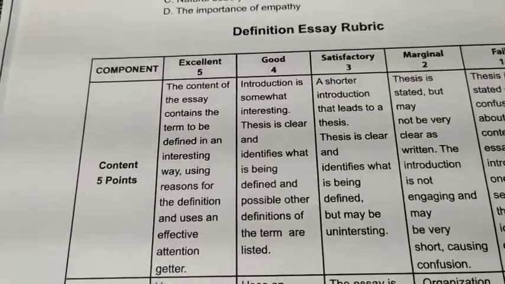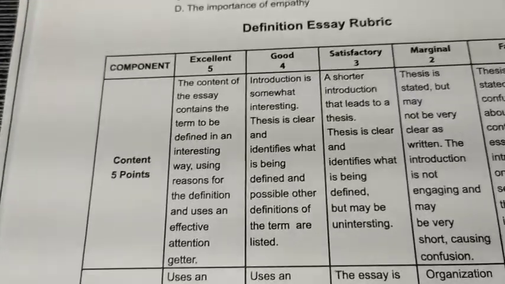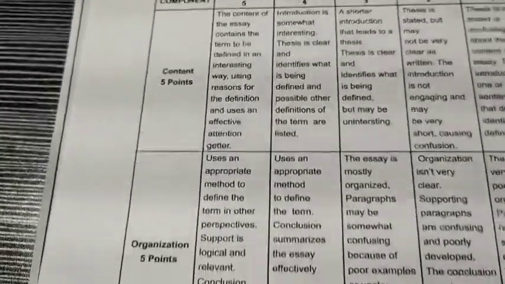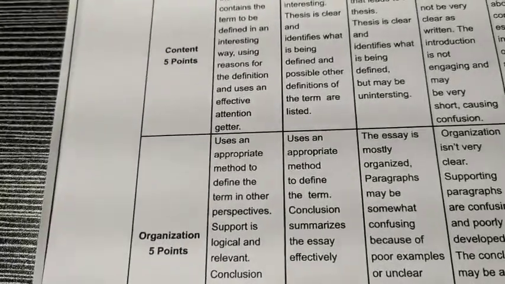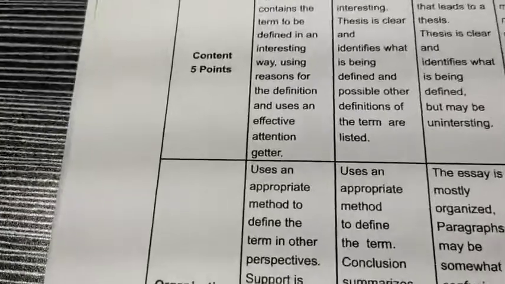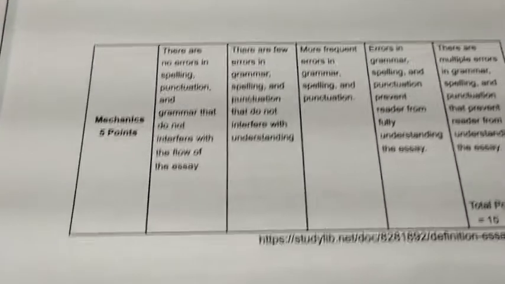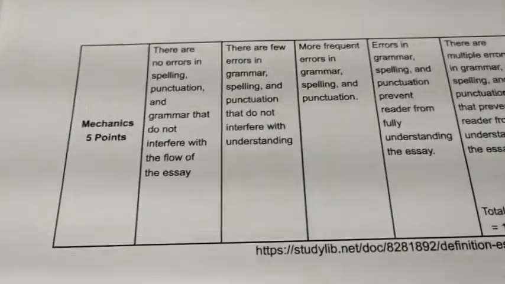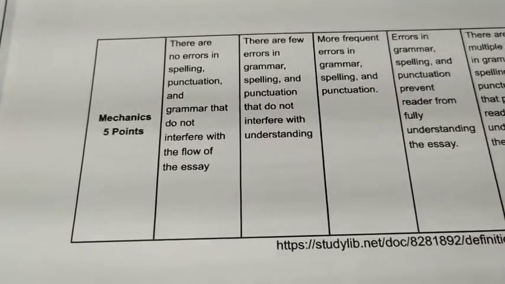So for content, if you really defined and clearly gave explanation, then you will get 5 points. Then organization, if there is a smooth and unified definition, then you will get 5 points. Then lastly, we have mechanics: correct grammar and also the rules, punctuation that we have discussed a while ago, will get 5 points.